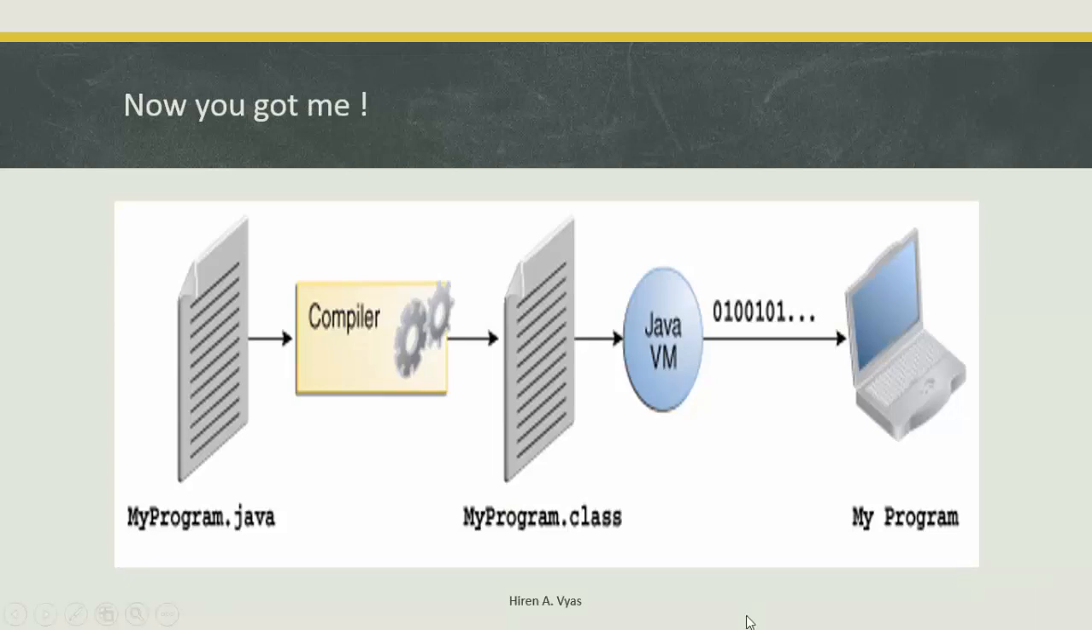First we write down the source code, that is MyProgram.java. Then using the Java compiler we compile the code. After compilation we get the class file, and this class file contains the bytecode. Now this bytecode can be understood by the Java Virtual Machine, and this virtual machine contains the interpreter as well as the just-in-time compiler, and this virtual machine will execute this program on the computer or machine. So that's how the program is compiled and executed in Java.